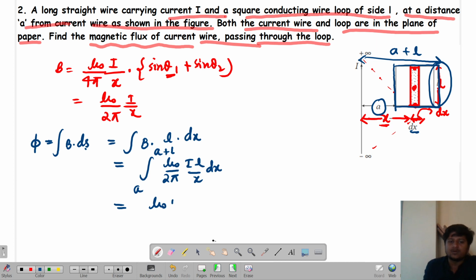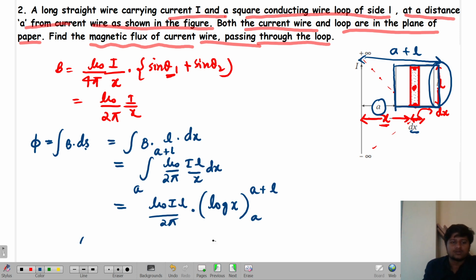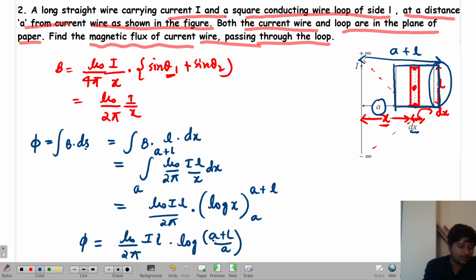What I get as a relation is mu naught I L by 2 pi. Now integral 1 by x dx is what? Log x. Now log x from where to where? A to A plus L. So what is the value of flux? It is equal to mu naught by 2 pi I L into log of A plus L divided by A. Right or not?